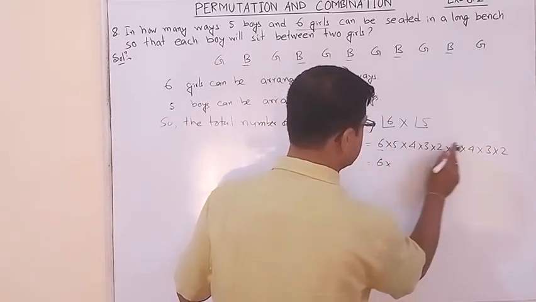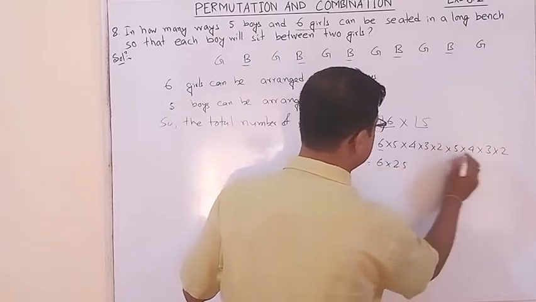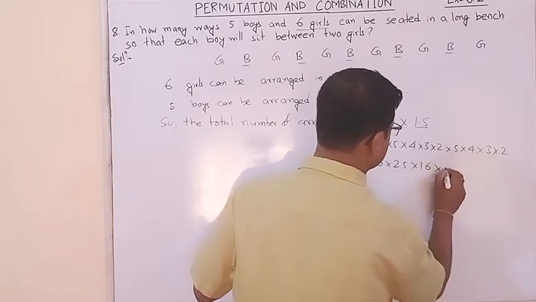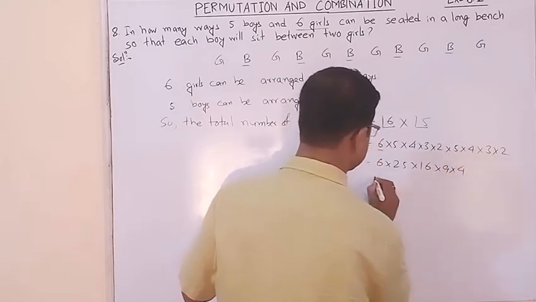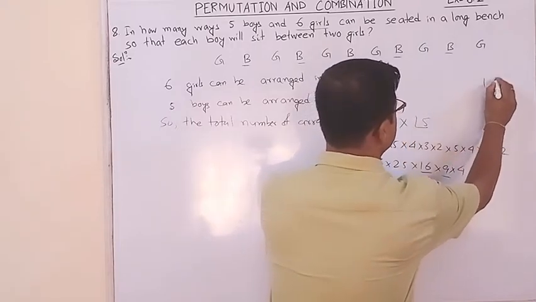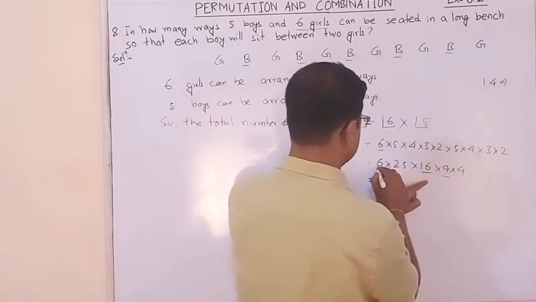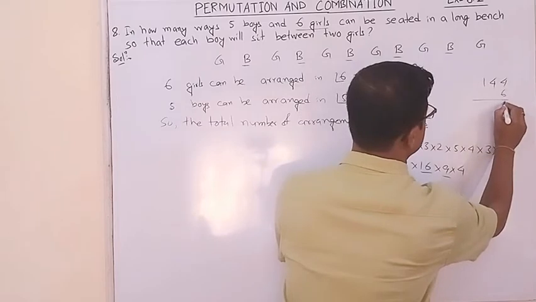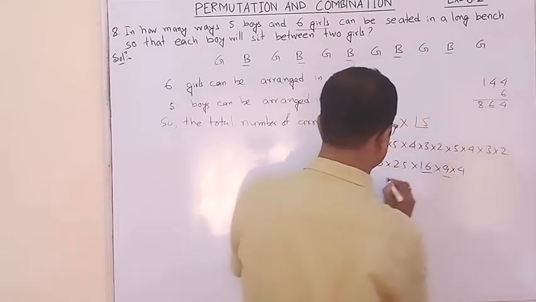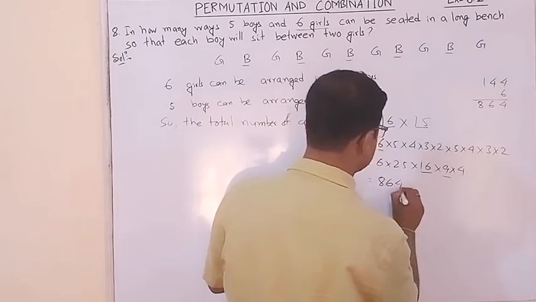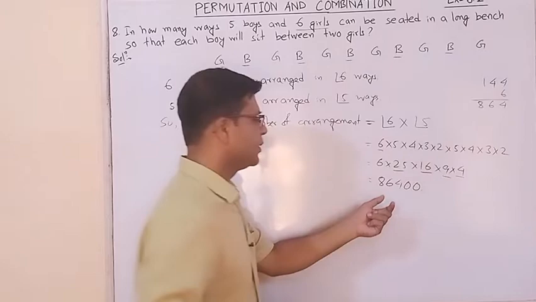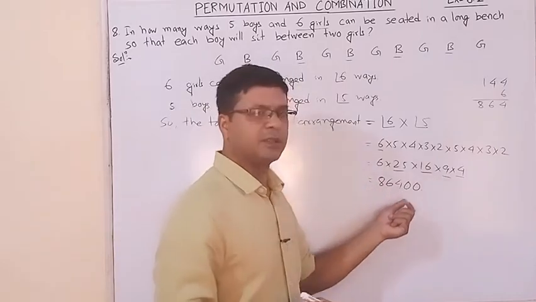Now it is just like this. 6, there is 2 fives, so 25. There are 2 fours, so it is 16. There are 2 threes, 3 times 3 is 9, and 2 twos is 4. So let us multiply. Now 16 into 9, we know it is 144, and into 6, 864, then 25 into 4 is 100. So if we multiply, the total number of arrangements is 86,400.